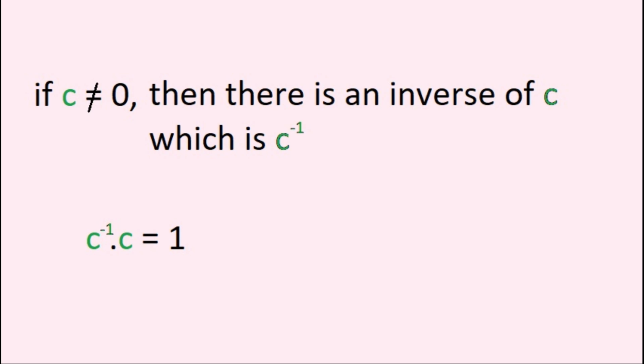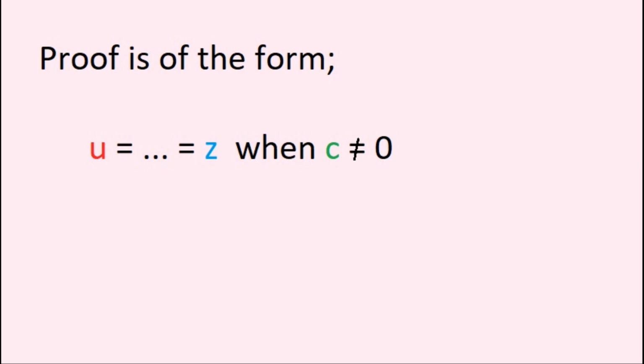One important property of C, when it isn't equal to 0, is that it has an inverse, which is C to the power of -1. The product of C and its inverse is 1. This is important because it will be used in the proof. So now that C isn't equal to 0, all that's left to prove is that U equals Z. We'll put this part of the proof in the form U equals ... equals Z.